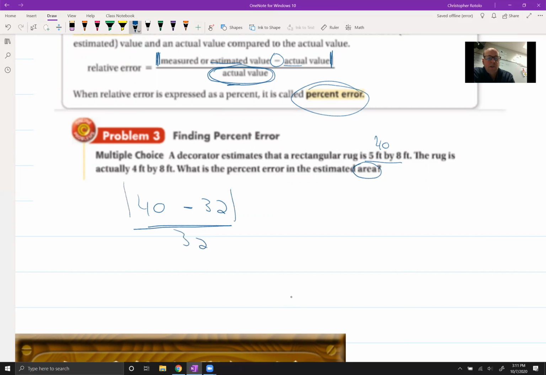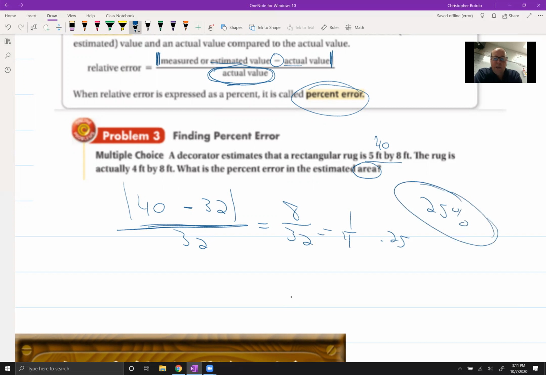In this one, it was already set up that we were going to get a positive number, but the idea is it's always going to be positive. So it's 8 over 32, which is 1/4, or 0.25. So it's a 25% error, if we would have just stuck with the 5 by 8 rug. Maybe it doesn't seem like a big deal, but 25% error is actually pretty far off.